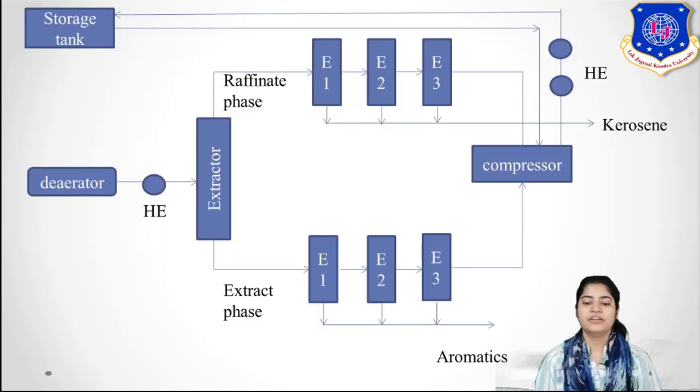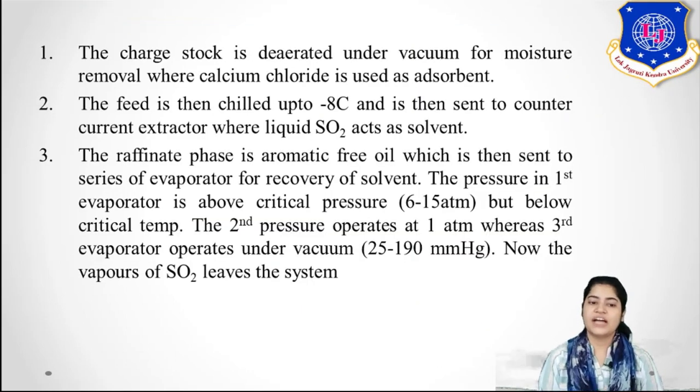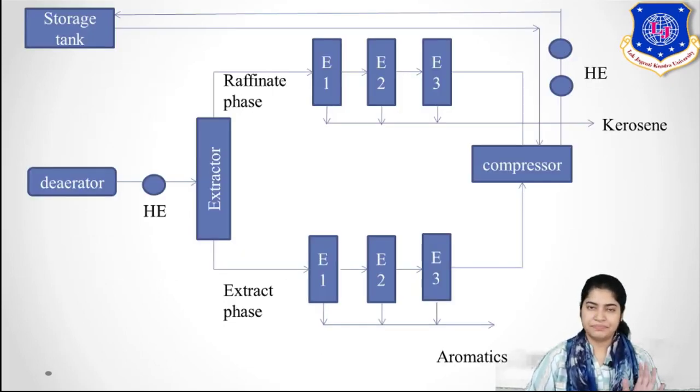So let's start. This is the flow diagram of the method. A storage tank of sulfur dioxide is there. Clear? The first step is that in the deaerator, your kerosene is first of all deaerated. Any moisture content present is taken off. It is then heated in a heat exchanger and sent to the extractor. So let's move on. The charge stock is first of all deaerated under vacuum for moisture removal, where calcium chloride is also used as an adsorbent. Clear? So here you can see that in the deaerator, that is the methodology.